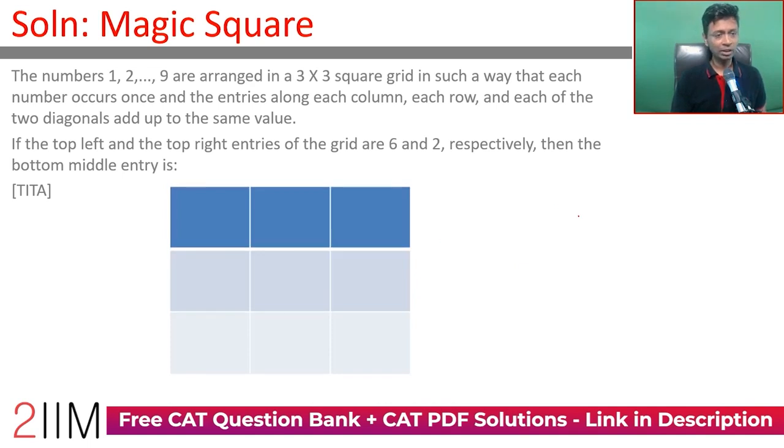We know that the top left and top right entries of the grid are 6 and 2. Top left is 6, top right is 2. 6 plus 2 is 8, so this should be 7. And so these three add up to 15.